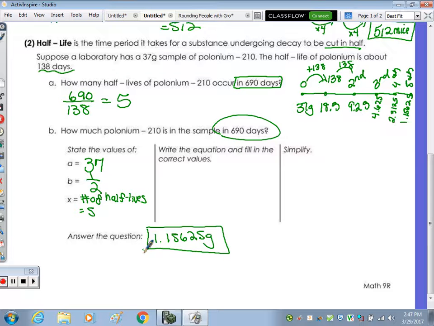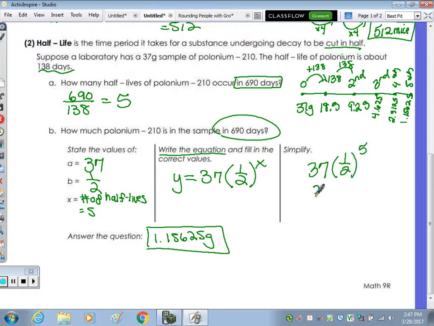To show how that relates to the function, okay, we have our starting amount A. So if you had to write the equation, every equation has a y and an x. So y equals 37 times our B value, 1/2 to the x. You have to have a y and an x in it. And then when you actually do the math, what are you plugging in for x? 5. So it's going to be 37 times 1/2 to the 5th. 1/2 to the 5th is 1/32. And then 37 times 1/32 is 1.15625.